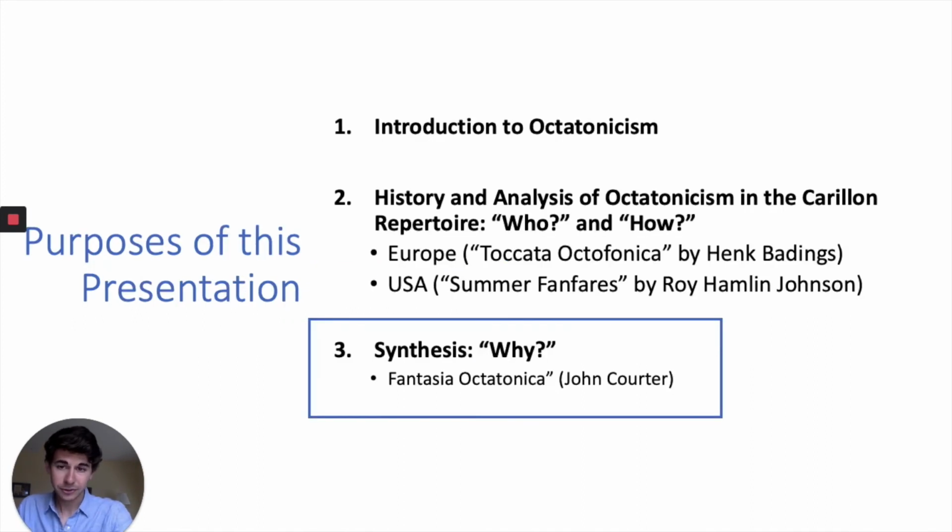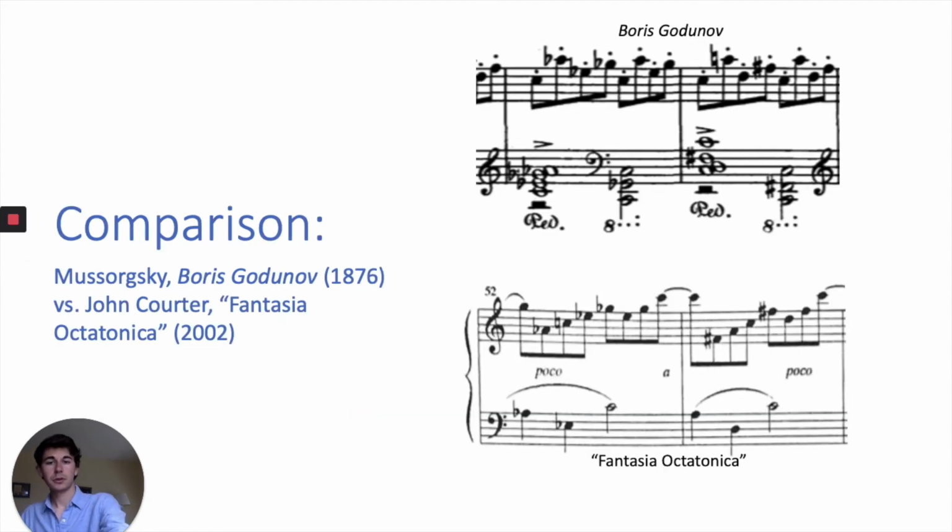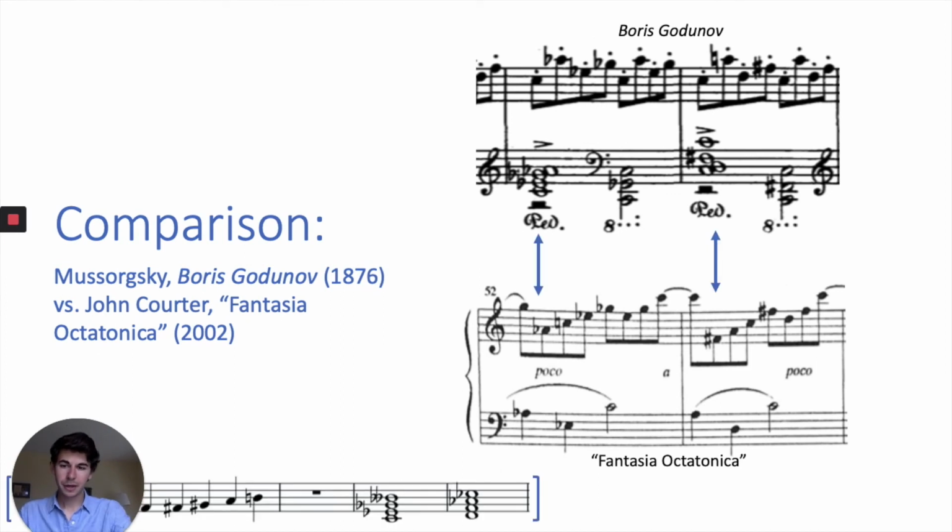So now we're on the third and final section of this presentation, the why. Why does any of this matter? We're going to look at Fantasia Octatonica very briefly to try to answer that question. And we're going to do that while comparing it to Boris Godunov, that opera we looked at earlier, the Coronation Bell section. If you compare these two, what you're going to see is they're the same exact chords. So it's kind of telling that the Mussorgsky piece is trying to imitate bells using these chords, and then John Corigliano comes in and starts using these same chords on actual bells.